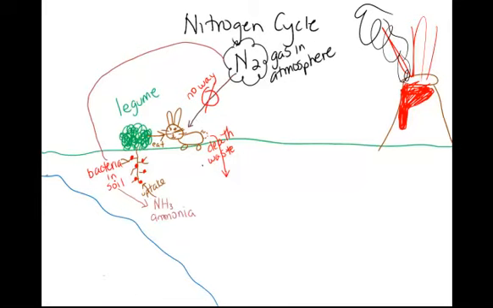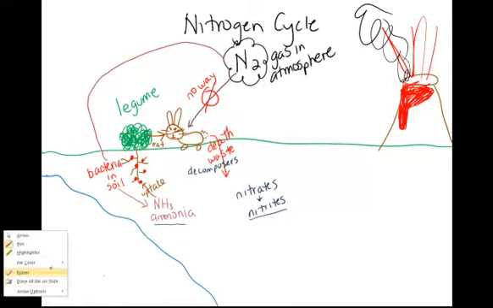Let's add the word decomposers here. Putting those nutrients back into our soil. And they go back as ammonia and another form of nitrogen in the soil, which is called nitrates and nitrites. And when we talk about nitrogen in our soil, we're talking about these forms: the ammonia, the nitrates and nitrites.